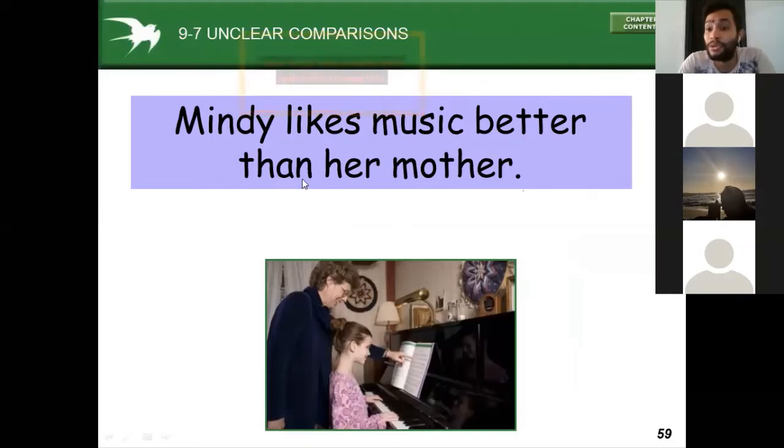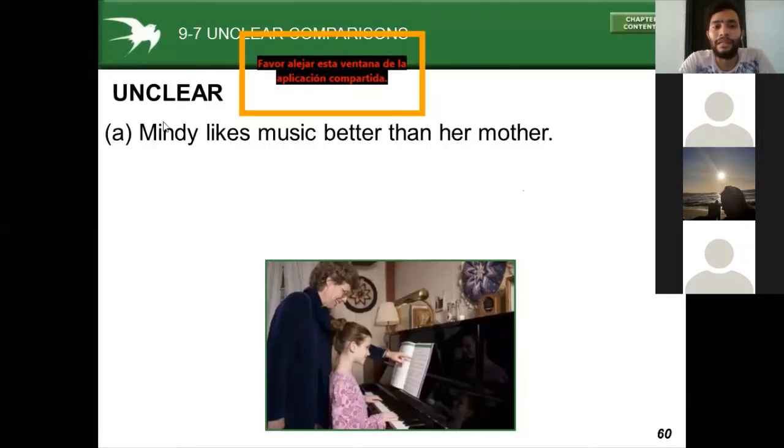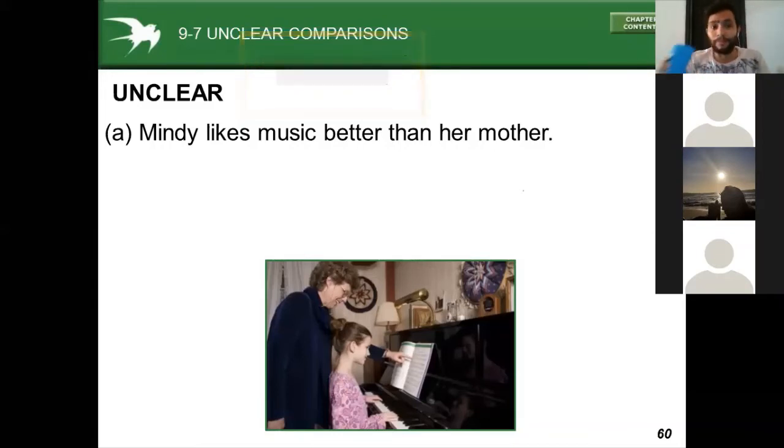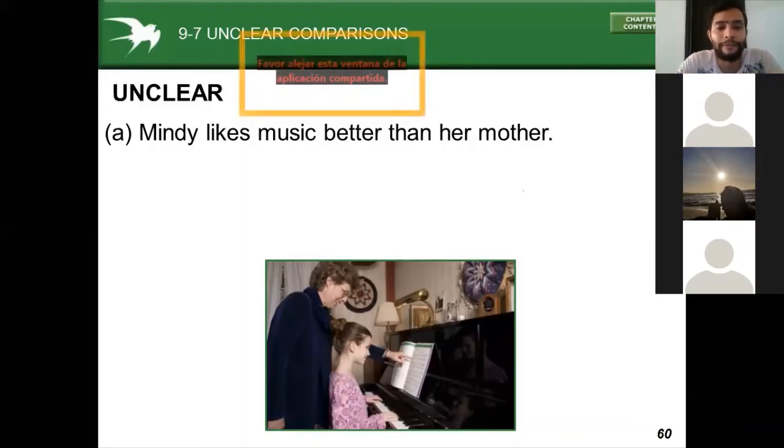This is the normal way we use comparatives. Mindy likes music better than her mother. This is normal, right? But we consider this an unclear comparison. Why is it unclear? Because it's incomplete. And as I told you before, to complete this kind of sentence, we need something else. What do we need? Let me see if you remember. I just said it. The auxiliary verb.